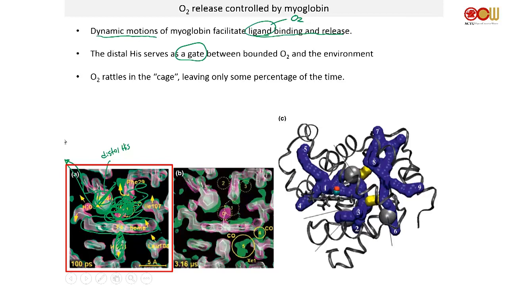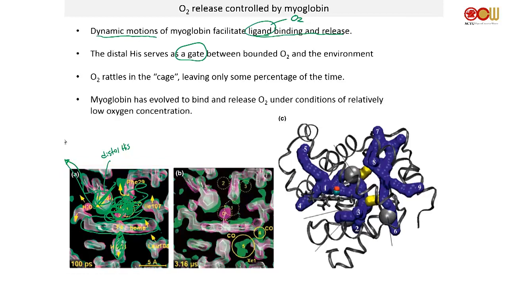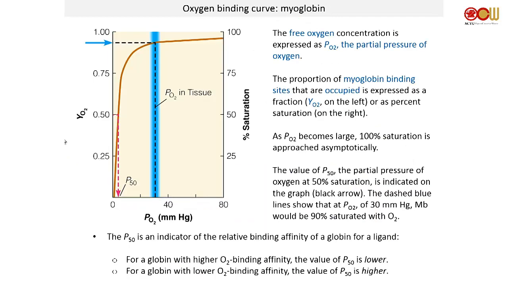Make sense? Okay. Now, myoglobin has evolved to bind and release O2 under conditions of relatively low oxygen concentration. So it means that it has a good ability to bind oxygen. This chart, or rather this graph, you'll see repeatedly. This is an oxygen binding curve. This is an oxygen binding curve for myoglobin, and you'll see a different one for hemoglobin as well.